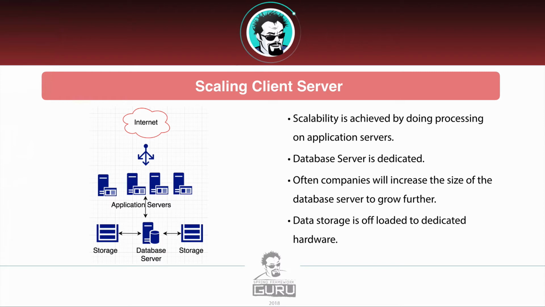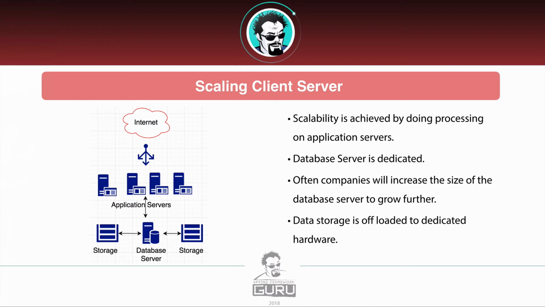But that database server becomes the single point of failure. And you can get mainframe-like systems for that database server, and they run into the hundreds of thousands, millions of dollars for the single database server. So they're crazy huge. But in this type of architecture, it does give you a very highly scalable system.